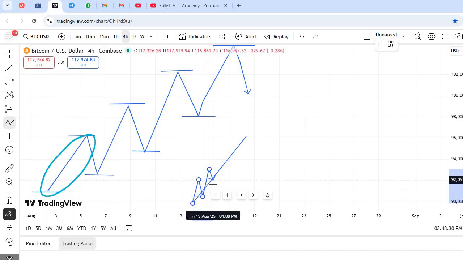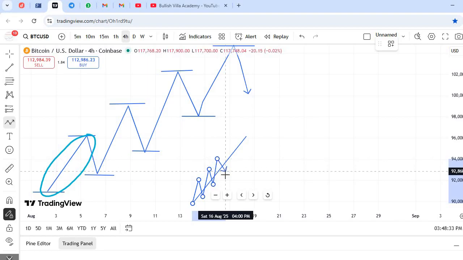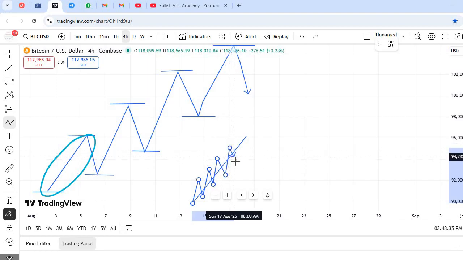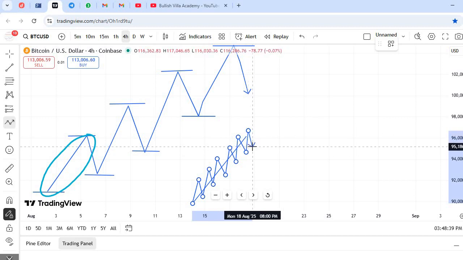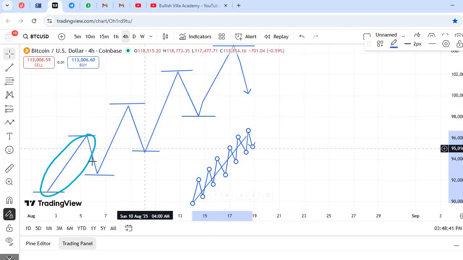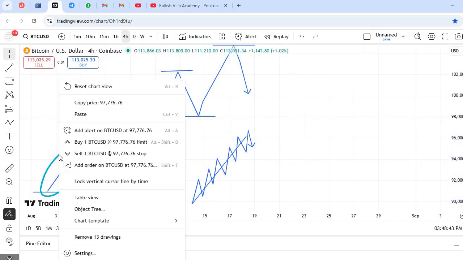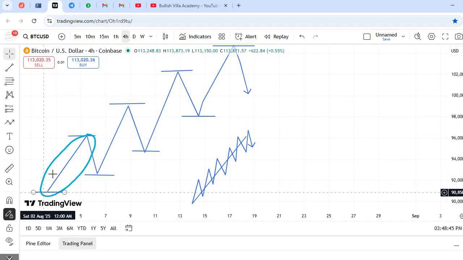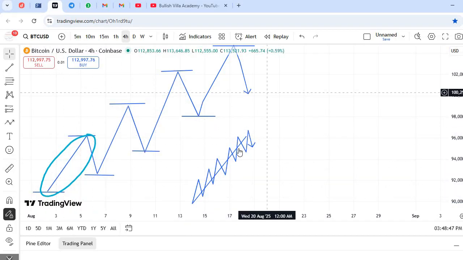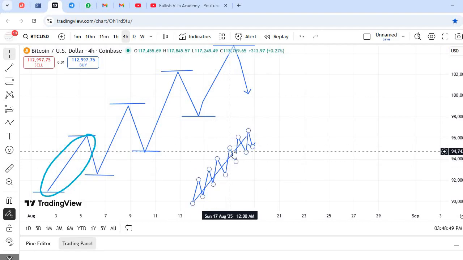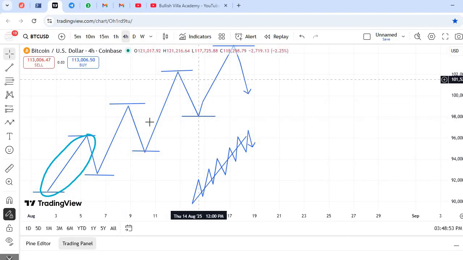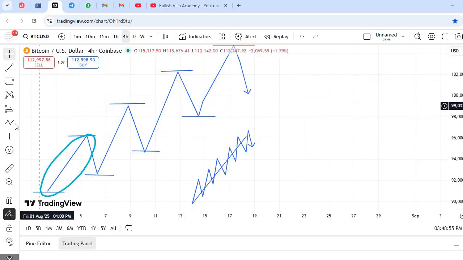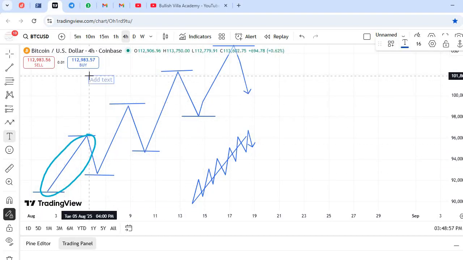Correction, impulse, correction, impulse, correction, impulse, correction. So this leg that is a straight line on a higher time frame, when I brought it out here on, let's say, 15 minutes time frame, look at the way it's looking. Or let's even assume this is a 4-hour time frame.